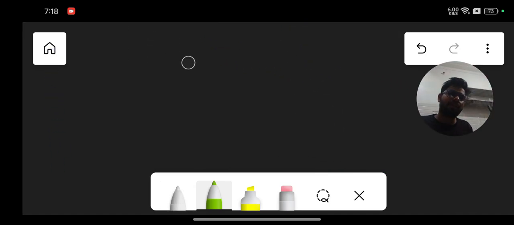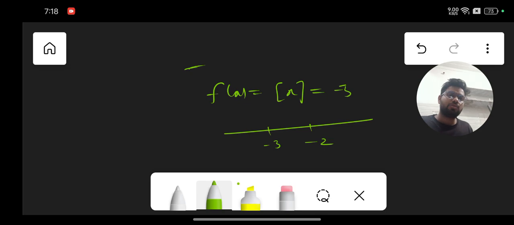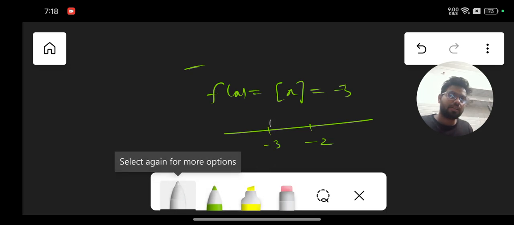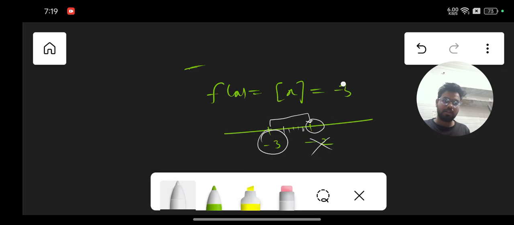Suppose I take f of x is equal to int x, and the value of that int x is minus 3. Then what is the value of x now? The possible values of x. Obviously you know, beta, suppose this is minus 2 and this is minus 3. Between minus 3 to minus 2, you put any value in this interval, the answer will be minus 3. This value will not be included. So the answer is already given.